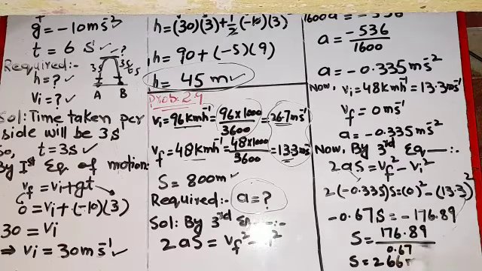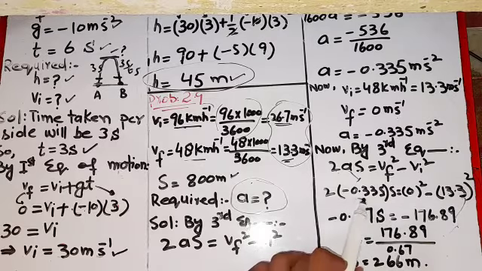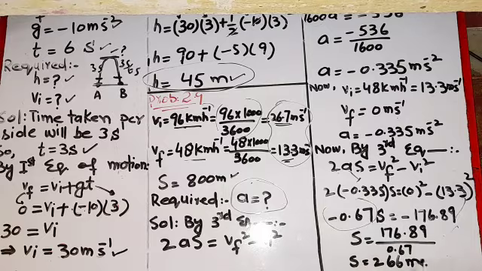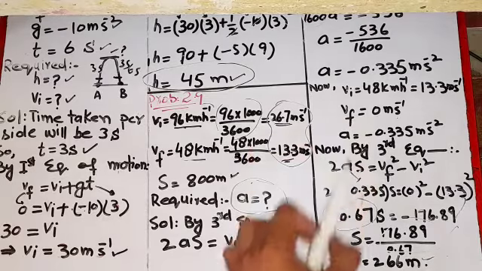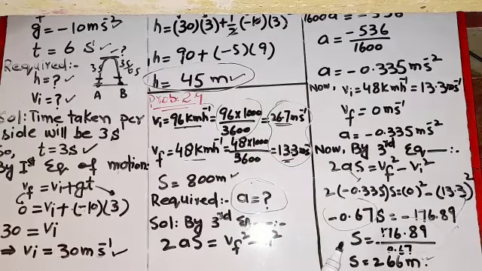By squaring this, the answer will be minus 176.89. When we multiply minus 0.33 with 2, the answer will be minus 0.67. This factor is multiplying, so it will be divided, and when we divide and put it into the calculator, the answer will be 266 meter. You should round these values precisely so that your answer will be accurate. Hence the distance covered by the train will be 266 meter.